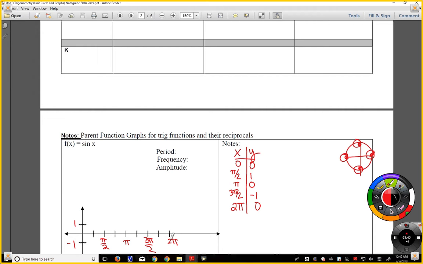This is enough. But if I wanted to label these, what kind of marks would they be? What is each mark on this graph measuring? If this much is pi over 2, how much is just one individual mark?